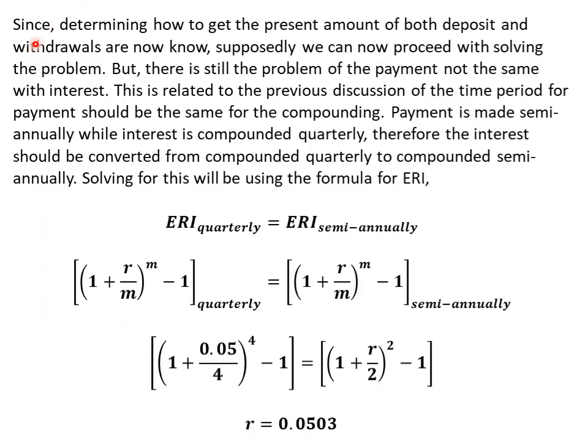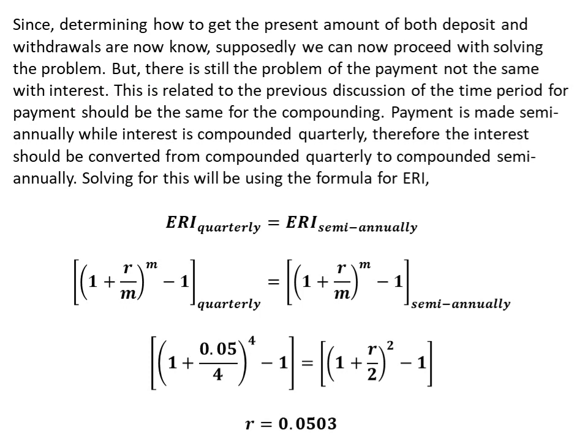Okay. But since determining how to get the present amount of both deposit and withdrawals are now known niya. Okay? So, ang sa deposit nga side, katong present amount sa ordinary annuity. Ang withdrawal nga side, katong present amount sa deferred annuity. So, supposedly, kay bawa naman tata sa formula, we can now proceed with solving the problem. But, there is still the problem of the payment, not the same with the interest.